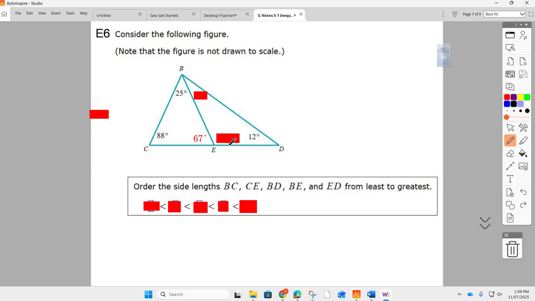They're a linear pair, so they're supplementary. So how does that help me? What does it mean to be supplementary, buddy? Supplementary, you add them together, they equal what? Complementary, you add them together, they equal 90. Supplementary, you add them together, they equal 180, right? So these are a linear pair, they are supplementary. This angle plus this angle makes a straight angle. So 180 minus 67 is 113.